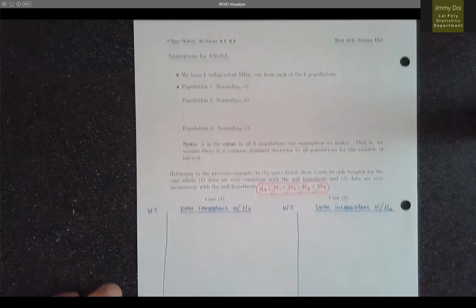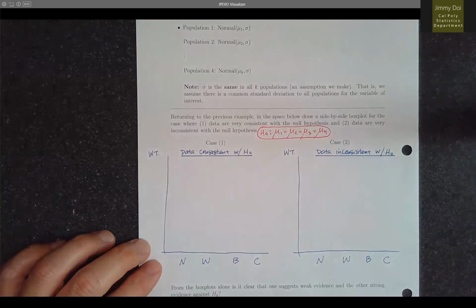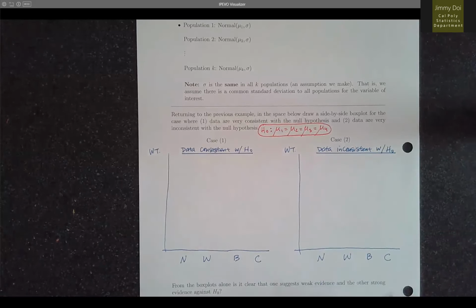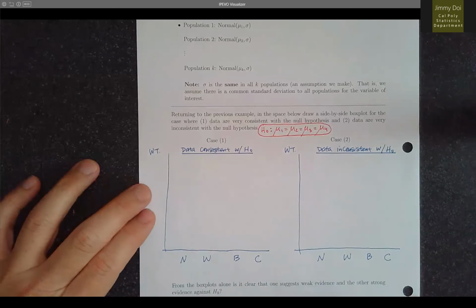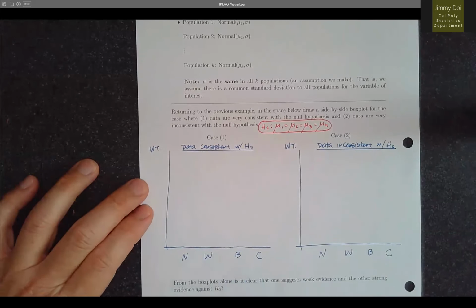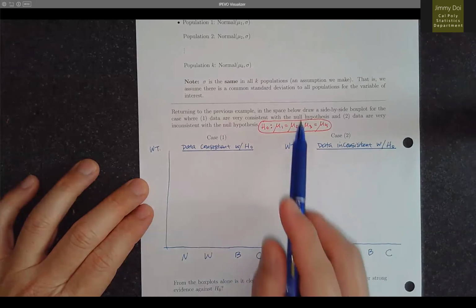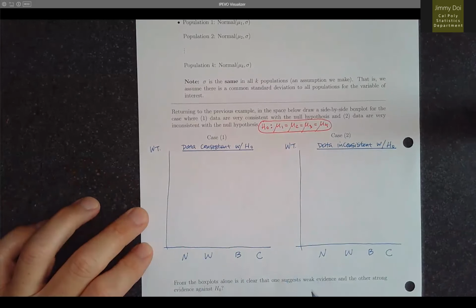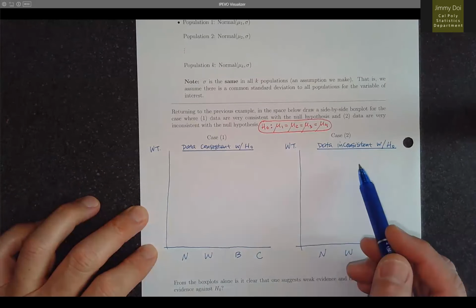Now, I've set the stage over here, so if you could draw a set of axes over here. What we're going to do is create a box plot, and I'm going to have you participate. We're going back to the nematodes, wasps, bacteria, and control example. It says, in the space below, draw a side-by-side box plot for the case where 1, the data are very consistent with the null hypothesis. That's case 1 over here. And case 2, the data are very inconsistent with the null hypothesis. That's going to be over here.